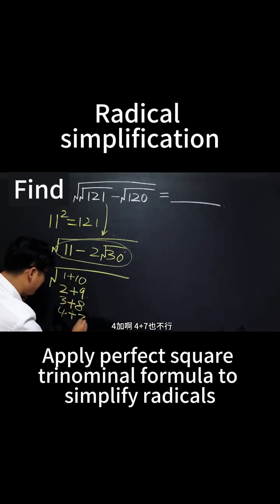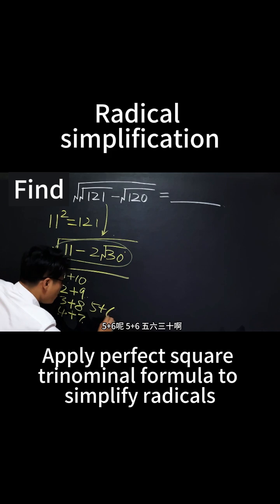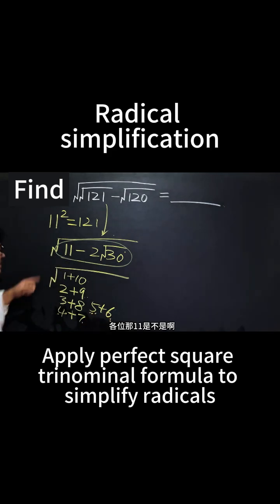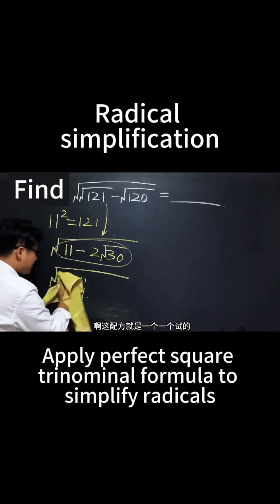And 4 plus 7 does not work. 4 times 7 is 28, right? What about 5 plus 6? 5 times 6 is 30. Everyone, so is it 11? You have to try them one by one. Can 11 be split into 5 plus 6? This formula is all about trying each possibility one by one.